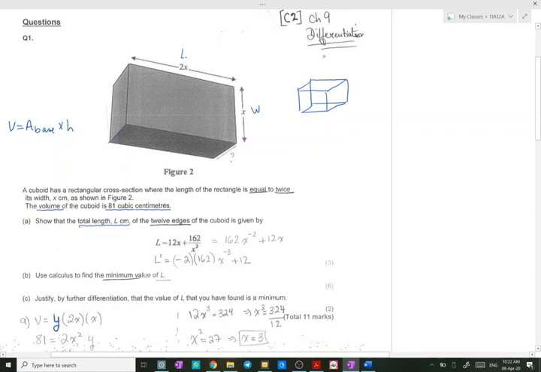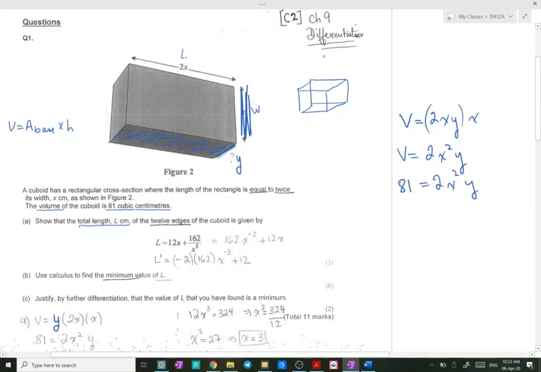Now we have to be careful that this side is not given to us, so we call it y. So we need to find the area of the base, which is made up of 2x times y, multiplied by the height, which is x. So the volume is equal to 2x squared times y. Now the volume is 81, therefore 81 is equal to 2x squared y.